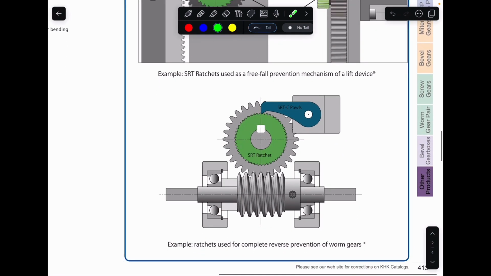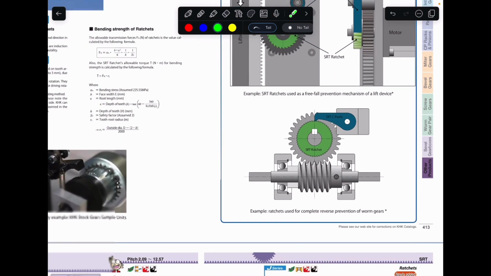Another example application here is in worm wheels or worm gears. Right, on a worm gear, typically we have one directional rotation. Right, but if the force applied to this gear is high enough, we could actually drive the worm wheel, which is undesirable. Right, so again, we have a ratchet to prevent that from happening.